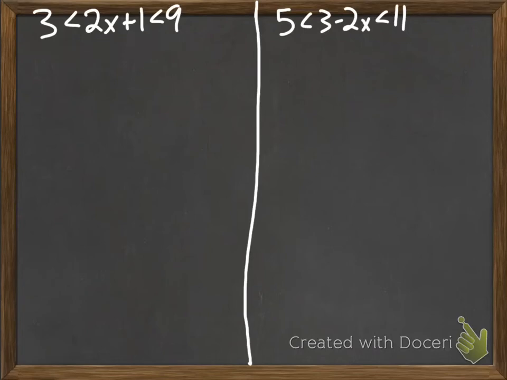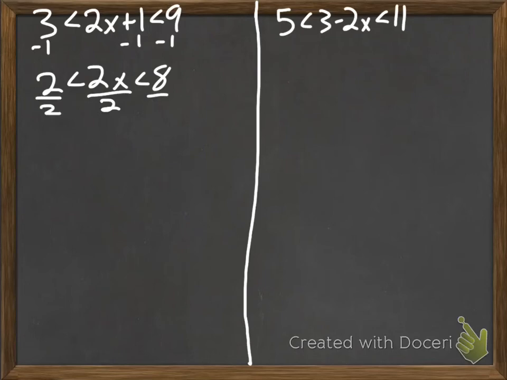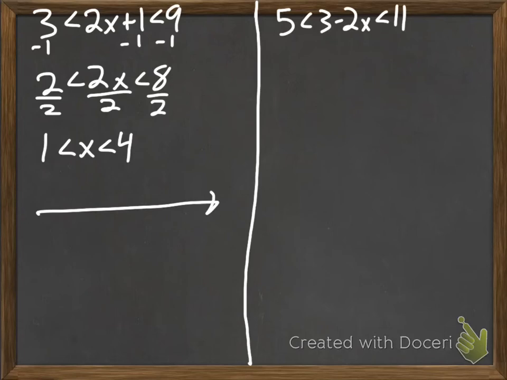So we have 2x plus 1 in the middle, and we want to just get x. Well, just like if this was an equation or inequality, we're going to get rid of this plus 1 first. So we're going to subtract 1. So we get 2 is less than 2x, which is less than 8. Then we're going to divide by 2. And we get 1 is less than x, which is less than 4. Draw our graph. 1, 2, 3. Open dot, open dot. Alright.